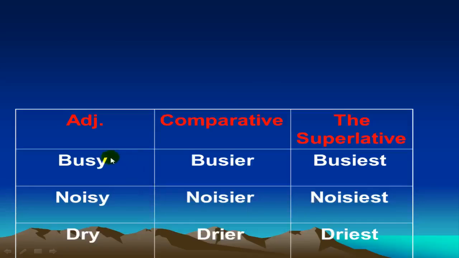If the adjective ends with Y, busy, noisy, dry, we do what? Busy, busier, I-E-R. We cross Y and then we add E-R, busier. Busier than, the busiest, I-E-S-T. Noisy, noisier, I-E-R. Noisier, noisiest. Dry, drier than, the driest.